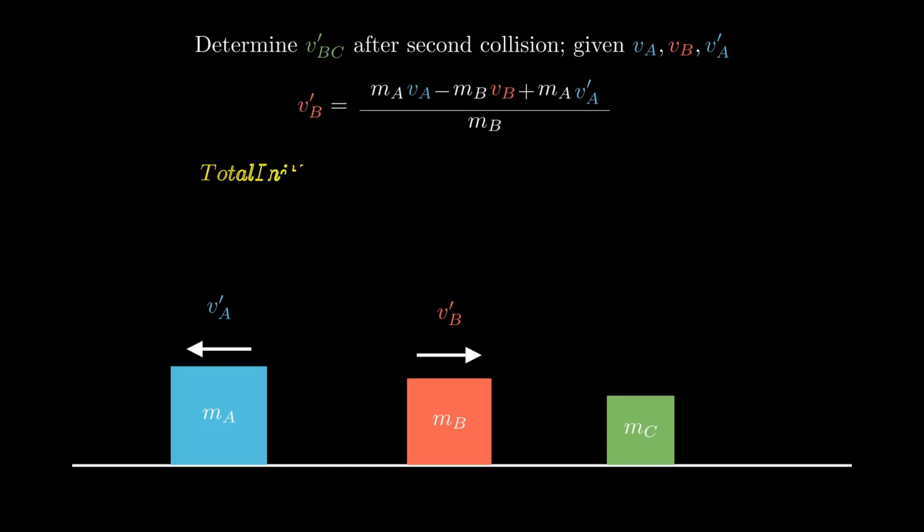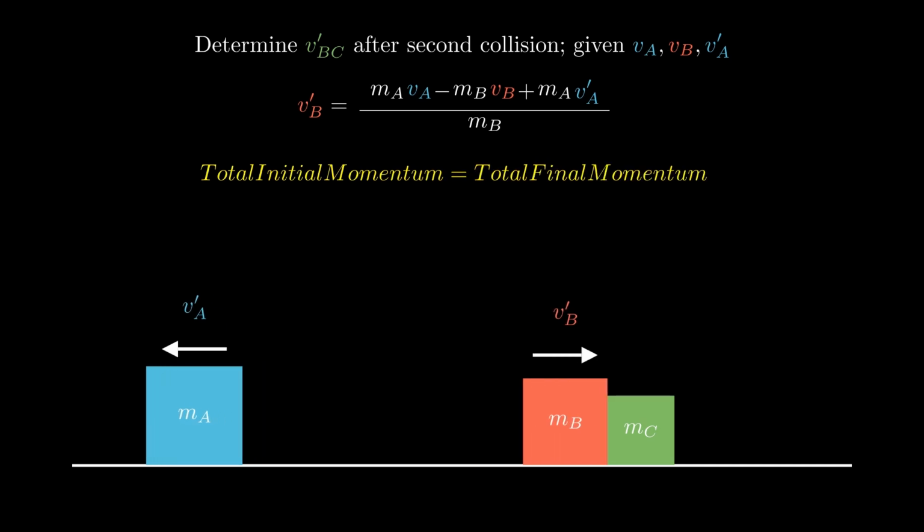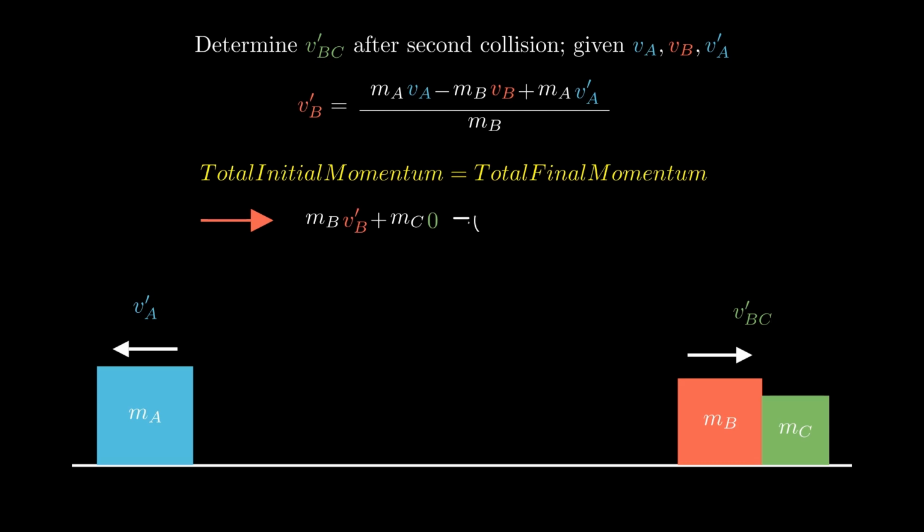We now apply the momentum conservation equation to the second collision. Mass B is currently moving to the right with a velocity of VB prime and mass C is stationary, which means a velocity of 0. After the collision, they stick together, therefore the momentum is the sum of their masses MB plus MC multiplied by the unknown velocity which is denoted by VBC prime.